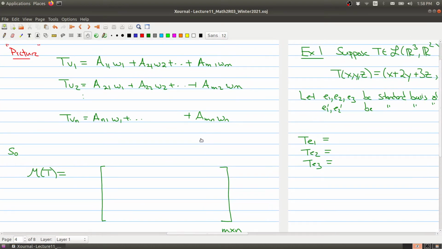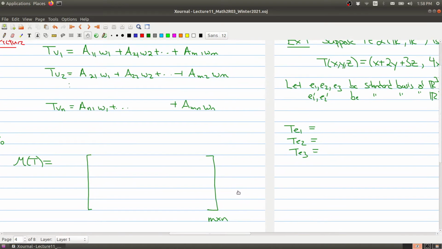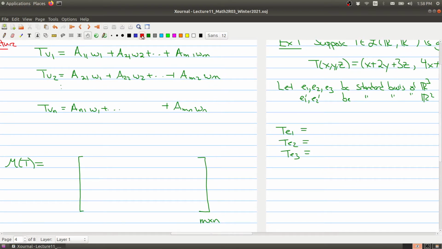Okay, so somehow I need to create an m by n matrix from all of this information. And here's kind of what we're going to do. You want to think of labeling the columns with the basis elements of V, and you want to label the rows with the basis elements of W. So you're starting from the V's and you're going to the W's, and now T(V1) gets sent to this particular element right here. So if we know each row is corresponding to a particular basis element, all we need to keep track of are the coefficients.